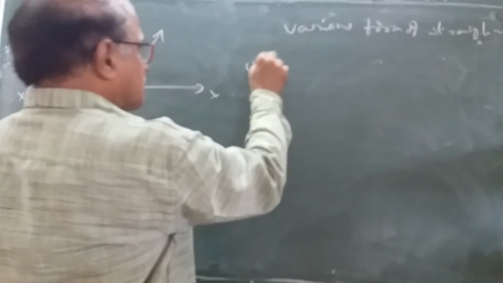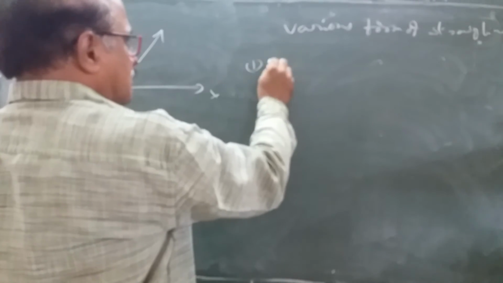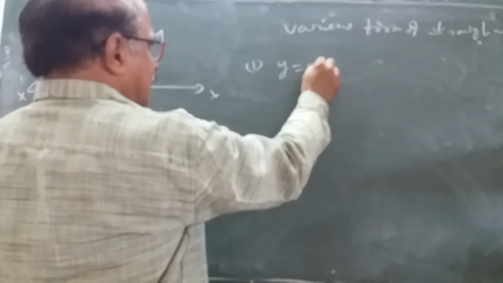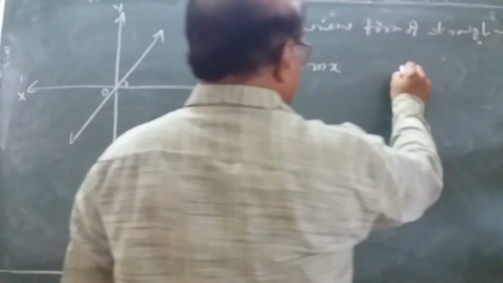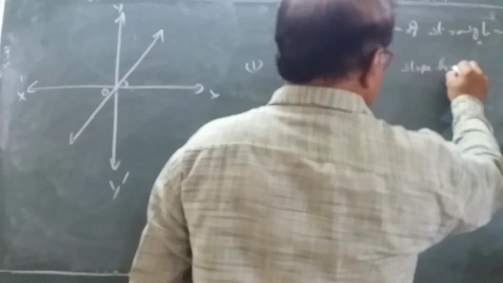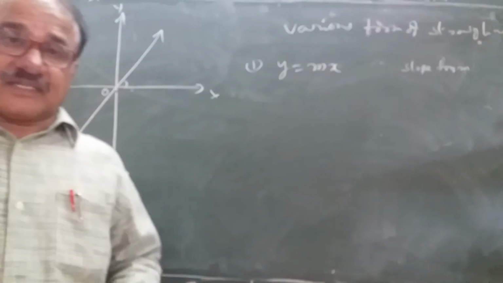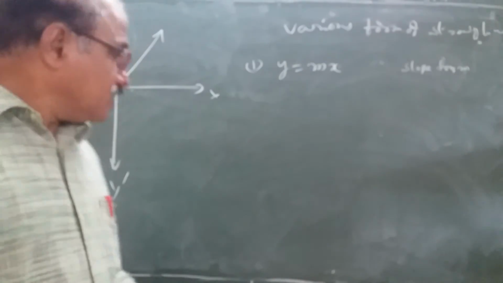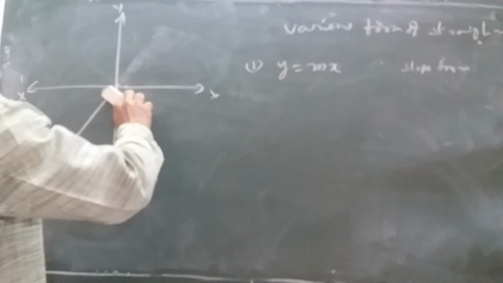The first one is y is equal to mx. So this is only slope form. It has only slope. It does not have any intercepts. Next one is slope intercept form.